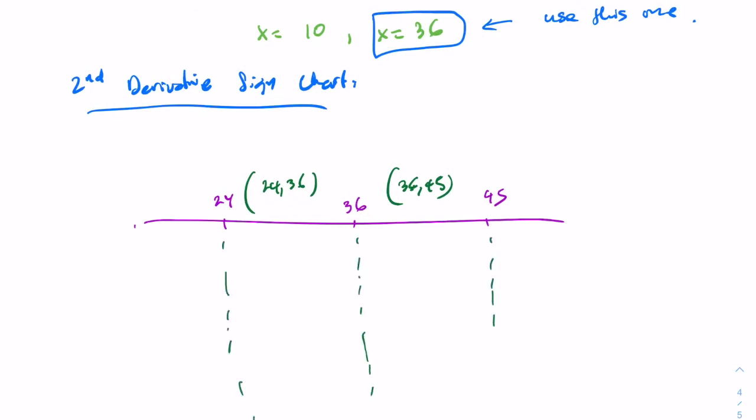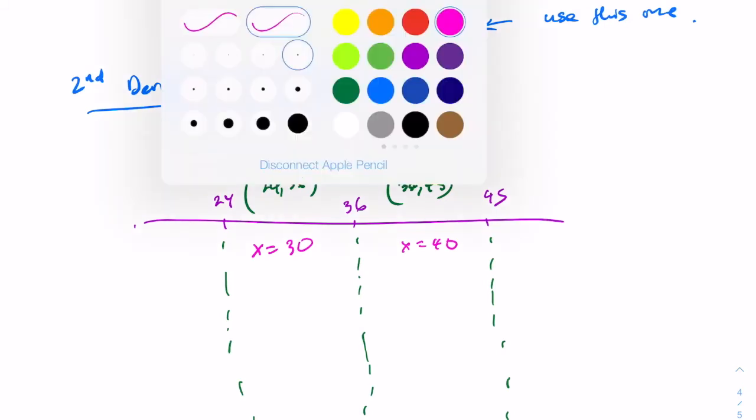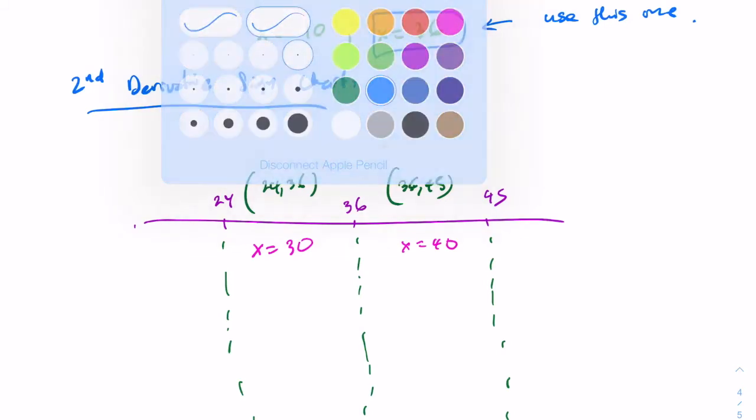Okay. And we're going to pick some x value to test. So maybe x equal to 25 there, or even 30. Let's do 30. 30, and maybe x is 40 there. And we're going to plug this into the second derivative to test the sign, and hence the name.